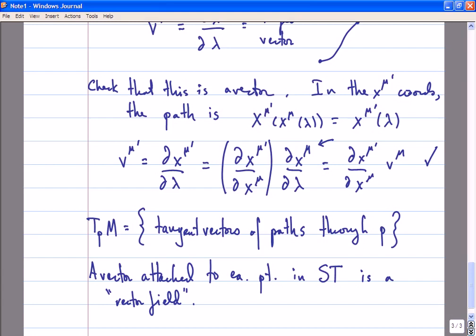In fact, when I say vector, you should generally assume that what I mean, unless the context makes it clear otherwise, is a vector field: a vector attached to each point in space-time.